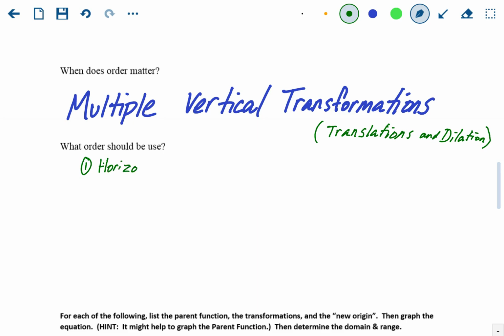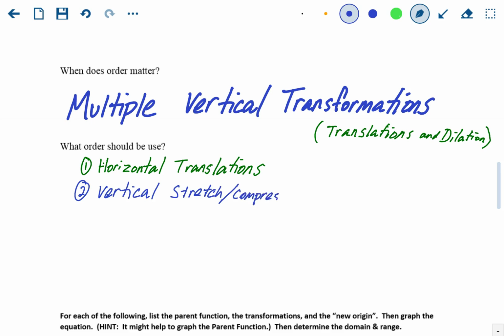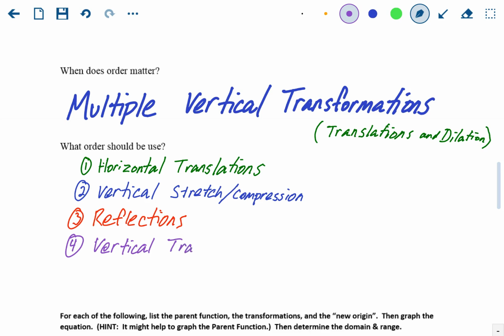First thing you want to do is deal with any horizontal translations, so a shift to the left or a shift to the right. We're going to deal with that first. The second step would be vertical stretches or compression, so a vertical dilation. Okay, so that multiplies out front. The third step would be any reflections. Okay, remember we're only reflecting over the x-axis. And then the last step is vertical translations.